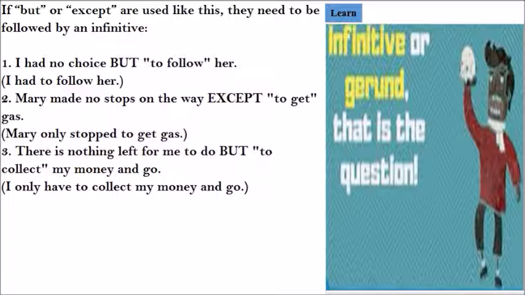1. I had no choice but to follow her. I had to follow her. 2. Mary made no stops on the way except to get gas. Mary only stopped to get gas. 3. There is nothing left for me to do but to collect my money and go. I only have to collect my money and go.